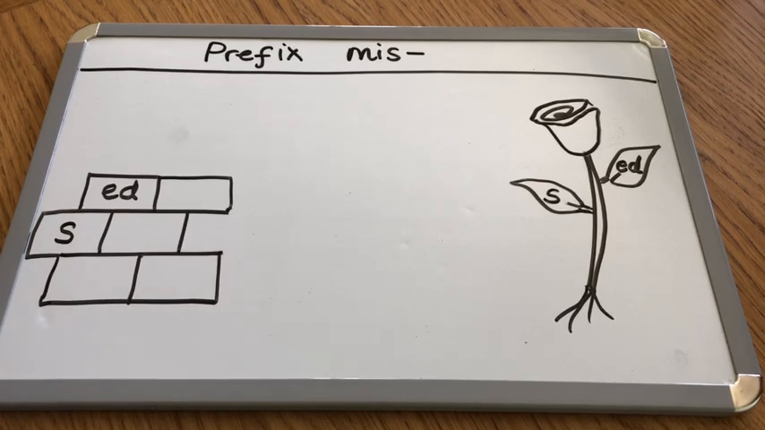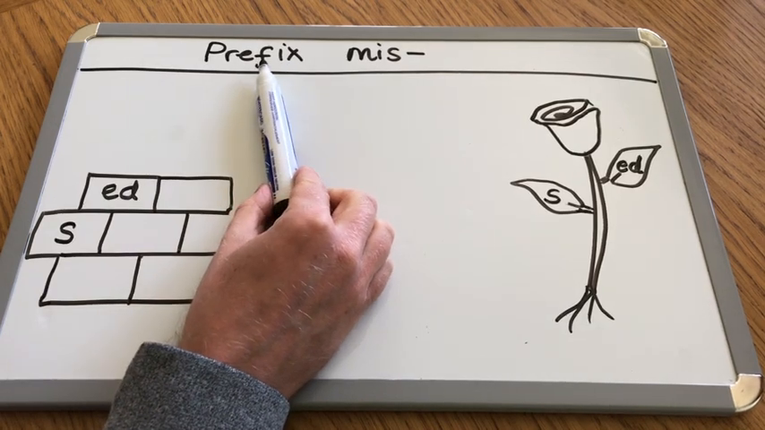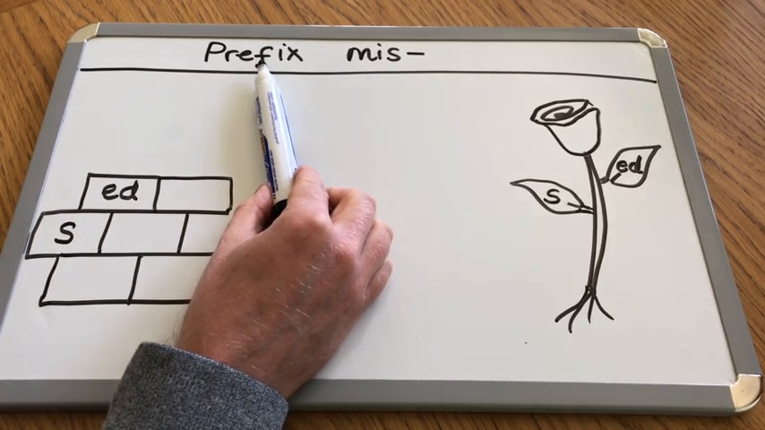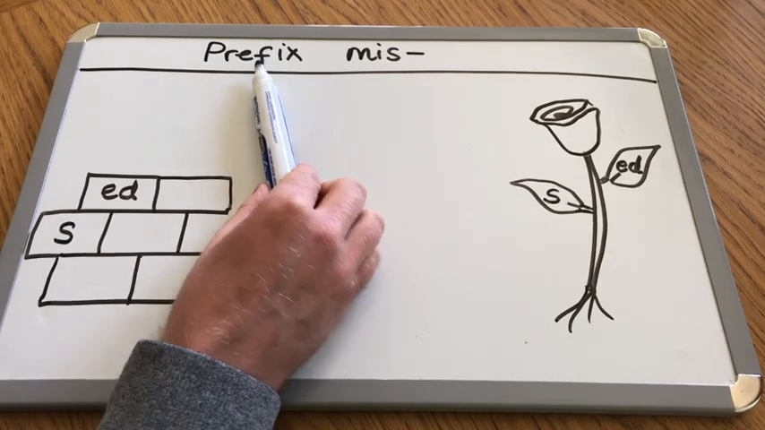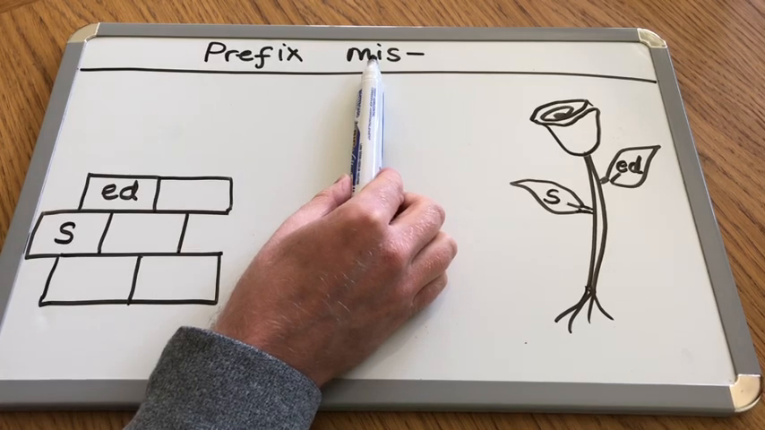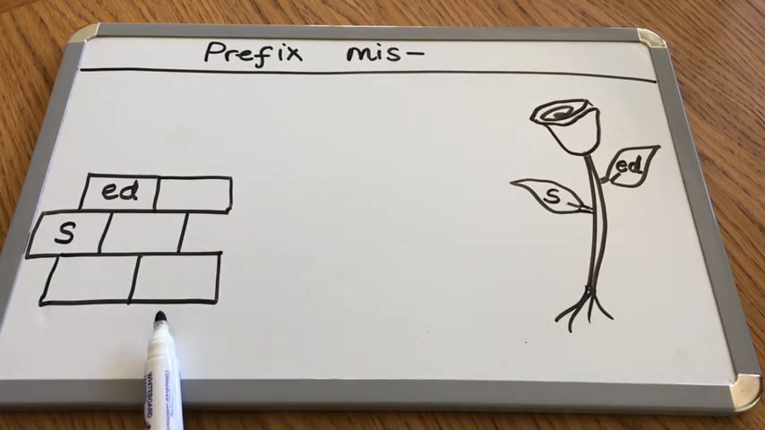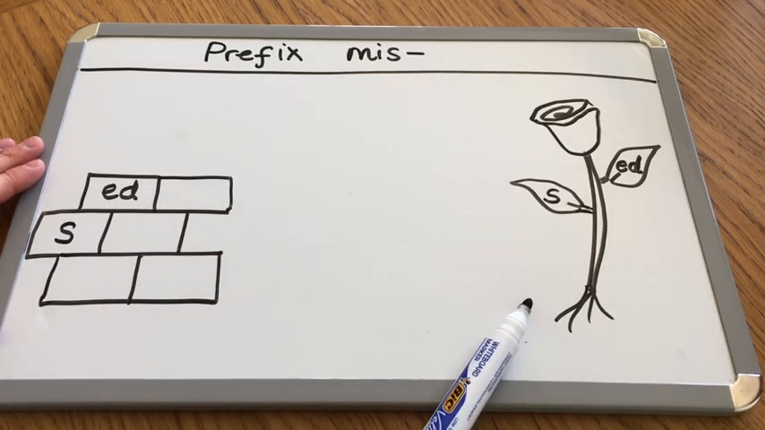we're going to be looking at the use of the prefix miss. Now just to remind you about prefixes. A prefix is a group of letters that you can add to the front of a root word. And when you do that, it will change the meaning of the root word. Now just to remind you about growing or building words. Some people like to think of it as word building or word growing.